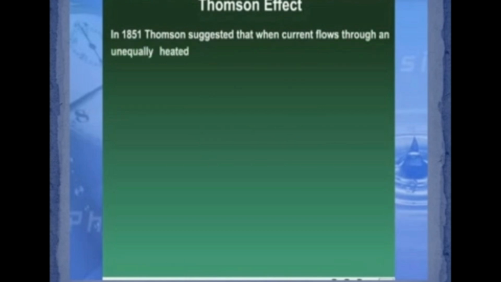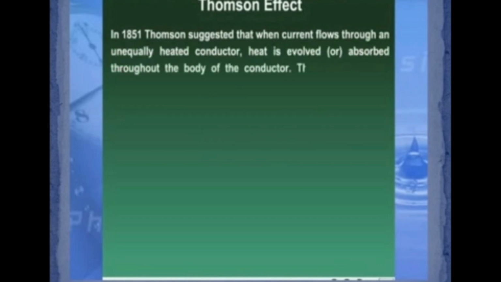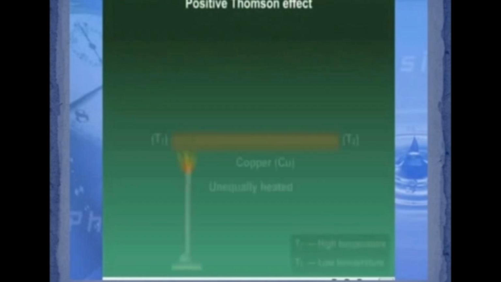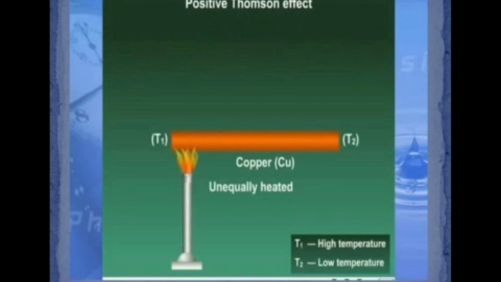Now the Thomson effect. In 1851, Thomson suggested that when current flows through an unequally heated conductor, heat is absorbed or evolved throughout the body of the conductor. In the previous two effects we considered only the junction points, but here we have to consider the whole metal body. Now we can consider T1 and T2 as the two points.